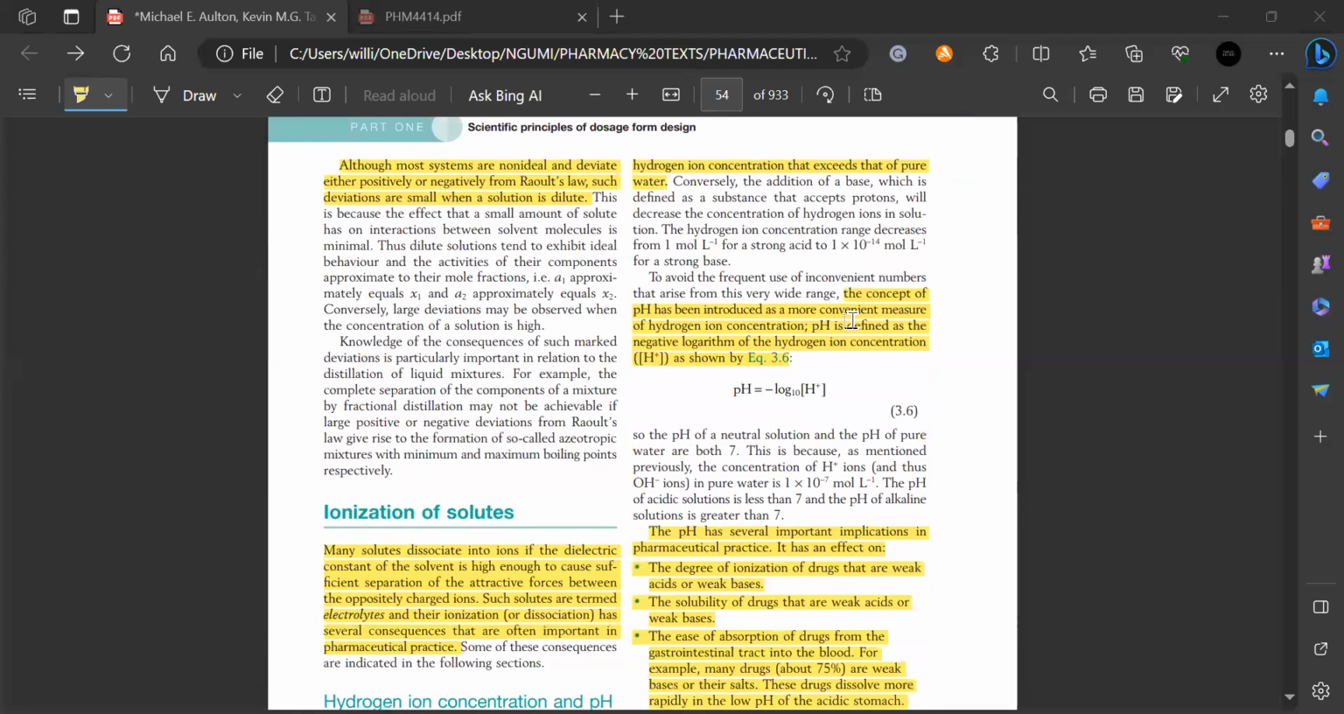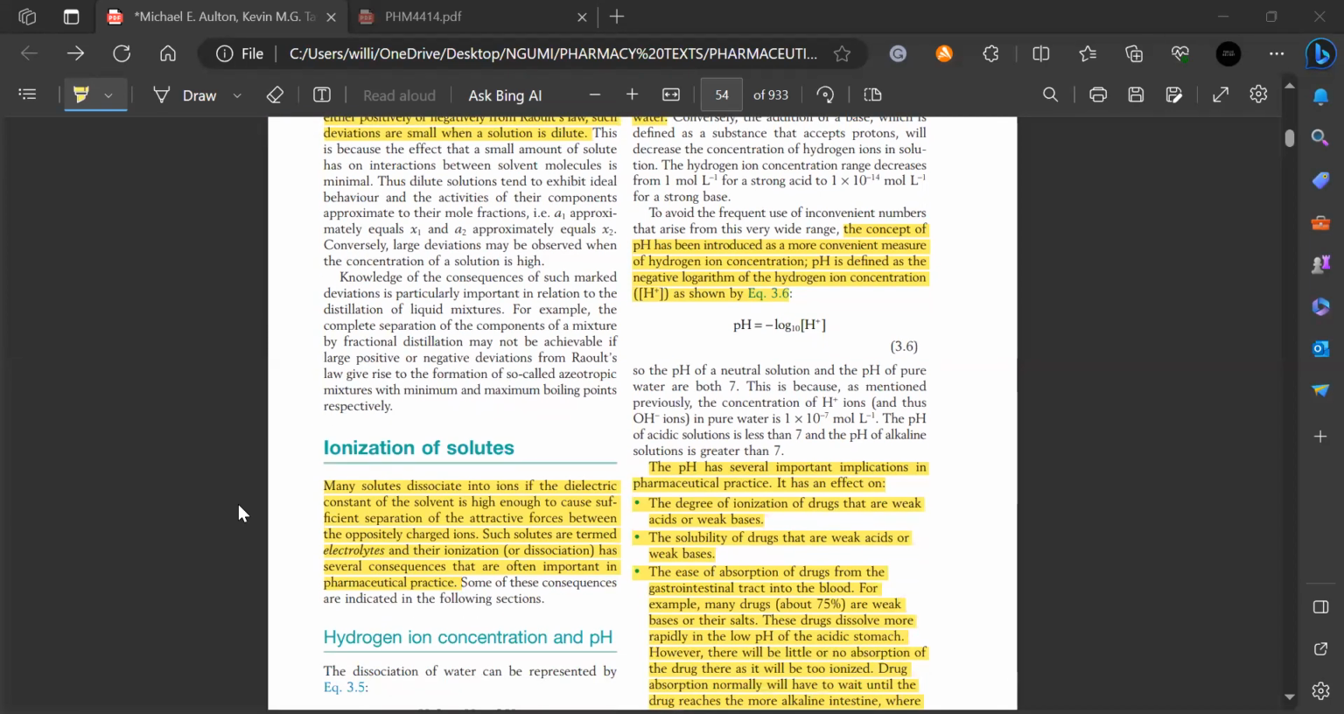So I mainly just focused on the things that we need to look at, because there's no need for us to go through the whole textbook. Although most systems are non-ideal and deviate either positively or negatively from Raoult's law, such deviations are small when a solution is dilute. This means that the forces of attraction are already enough to form a dilution, so the deviations from Raoult's law are pretty small.